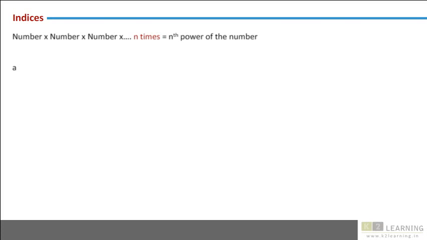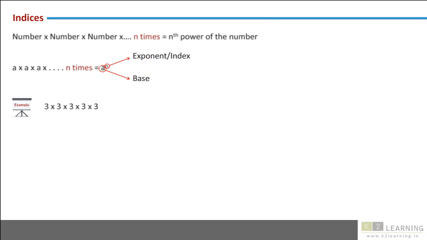If A is any number, multiply it with itself n times. This expression is written as A raised to n. Here, n is called the exponent or index, and A is called the base. For example, multiply the number 3 with itself 5 times. This expression can be written as 3 raised to 5, where 3 is the base and 5 is the index or exponent.